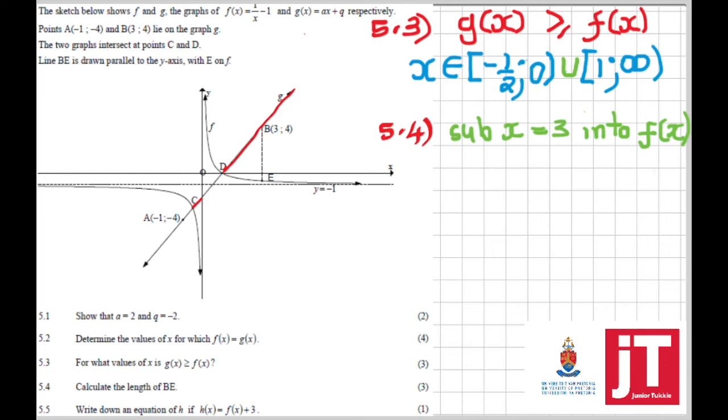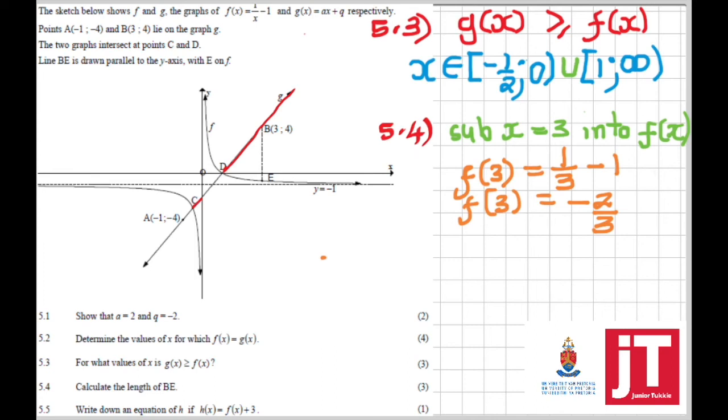So we substitute the 3 into that f of x, which is a hyperbola. And if we do it correctly, we're going to get f of 3 is equal to a third minus 1. Simplifying that, we get f of 3 is equal to minus 2 over 3. Again, that makes sense because the point E lies below the x-axis, and therefore we expect its value to be negative.